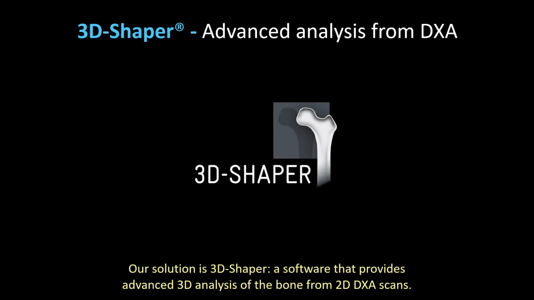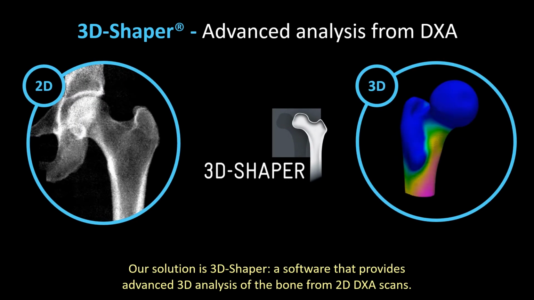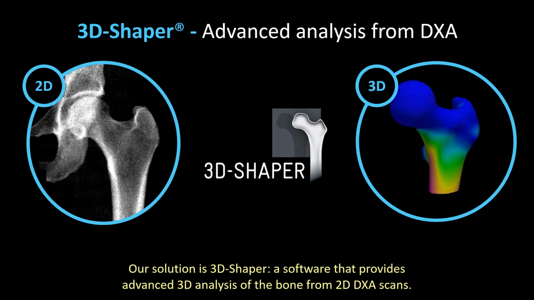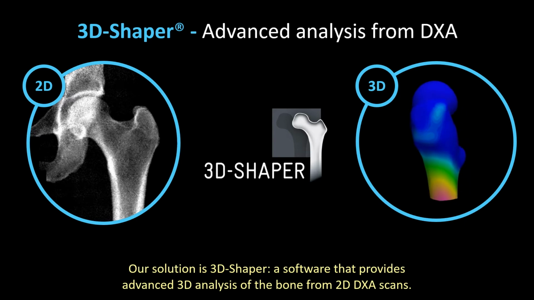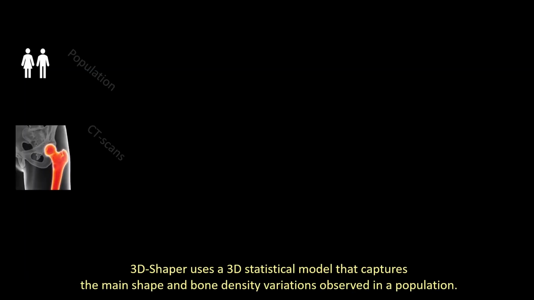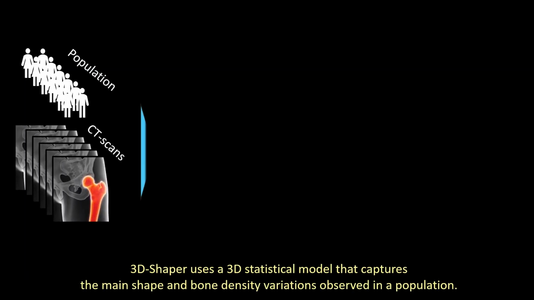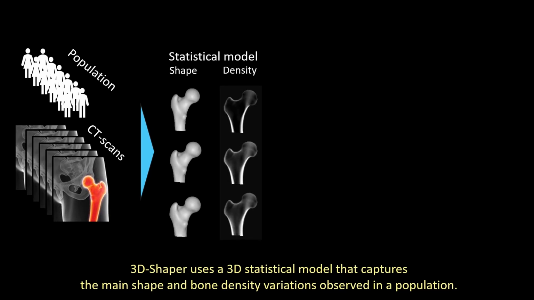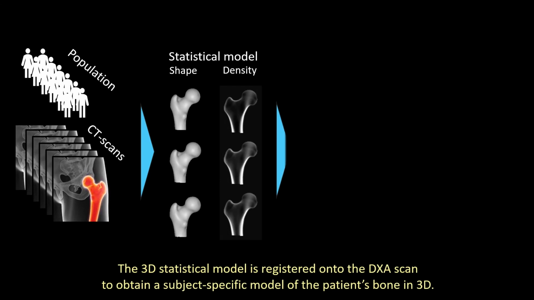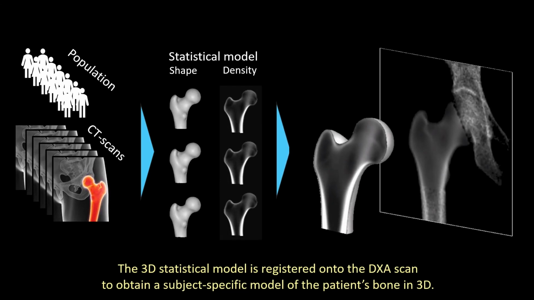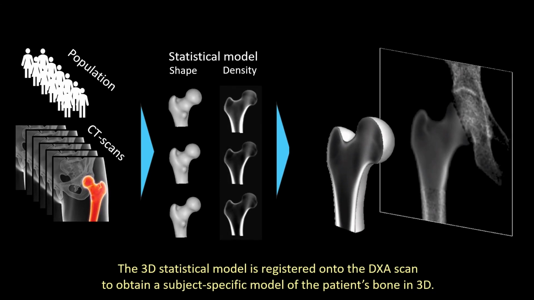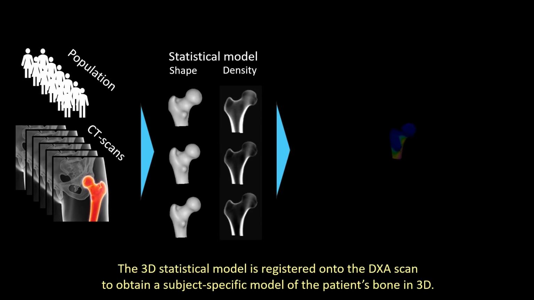Our solution is 3D-Shaper, a software that provides advanced 3D analysis of the bone from 2D DXA scans. 3D-Shaper uses a 3D statistical model that captures the main shape and bone density variations observed in a population. The 3D statistical model is registered onto the DXA scan to obtain a subject-specific model of the patient's bone in 3D.